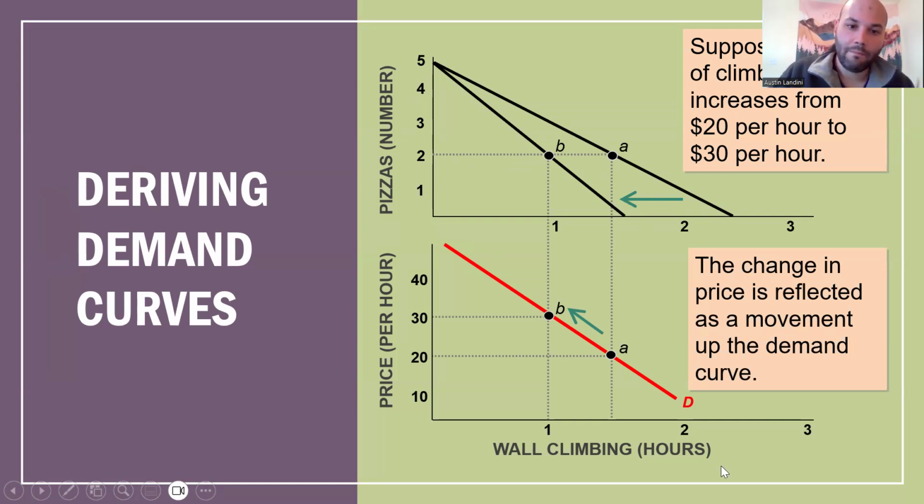And then we can map out the price of wall climbing and the number of wall climbing hours chosen by the individual. That's the demand curve, right? It shows the quantity at each possible price. And this is showing that when the price of wall climbing increased, our budget line shifted inwards, and we chose a point along our budget line because point A is now unaffordable at the new prices. So we're buying less wall climbing, and we can see that movement on the individual's demand curve.